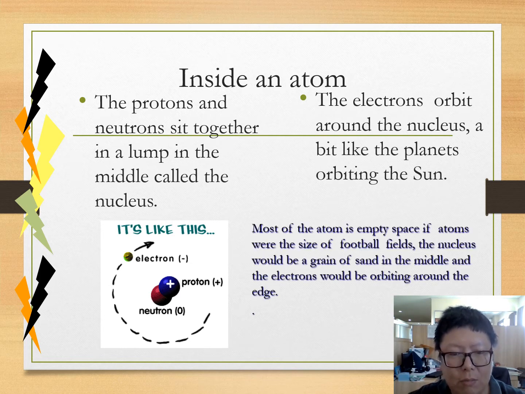Most of the space in the atom is empty space. You can see that with my cursor. This is the empty space. If the atom were the size of a football field, the nucleus would be a grain of sand in the middle, and the electrons would be orbiting around the edge. So you can imagine how small this is, okay?